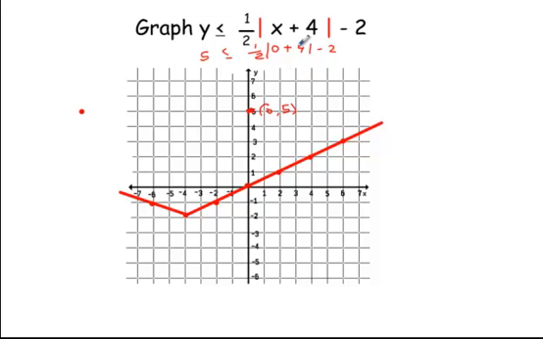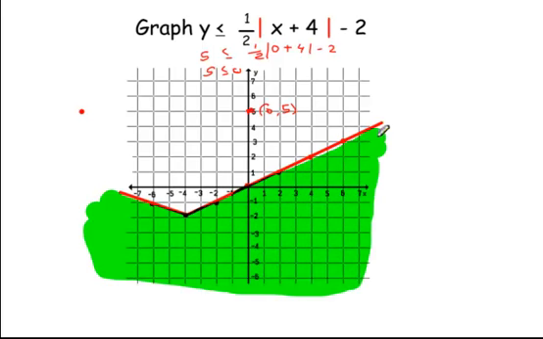Absolute value of 0 plus 4 is the absolute value of 4, which is 4. 4 times 1/2 is 2. 2 minus 2 is 0. So this evaluates to become 5 is less than or equal to 0. And that is false. So this point is not in the region that is the solution. So my solution is the outside. And there's my answer.